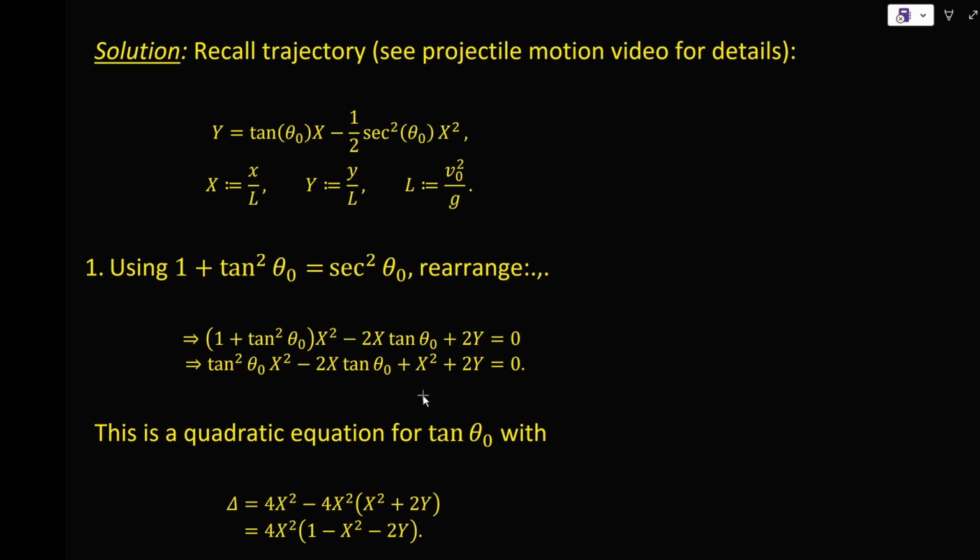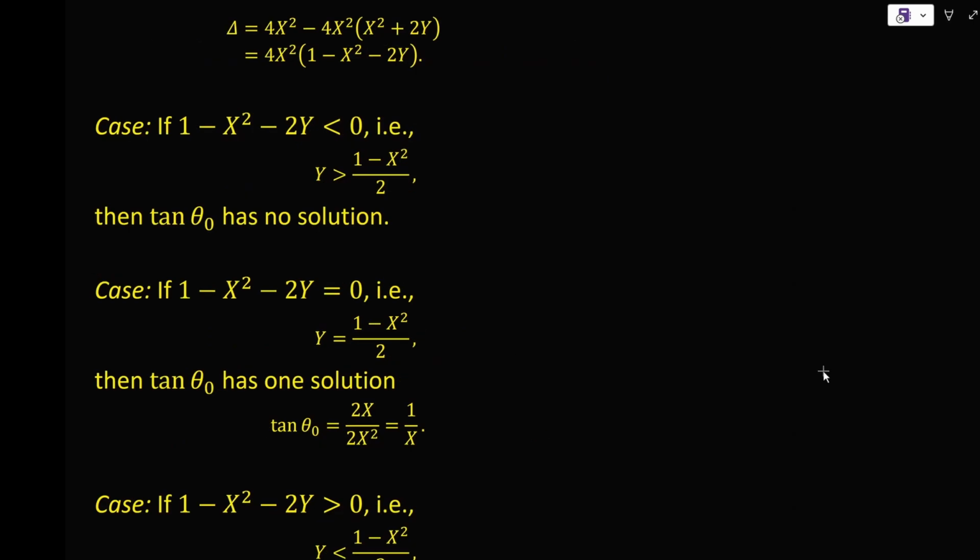We can then apply the quadratic formula. The discriminant delta for the equation is 4X squared minus 4X squared times (X squared plus 2Y), which can then be factored into 4X squared times (1 minus X squared minus 2Y). So we then have three cases based on the sign of the discriminant. Because 4X squared is always positive, the sign of delta is the same as the sign of 1 minus X squared minus 2Y. I said 4X squared is positive because we treat X as non-zero in our problem.